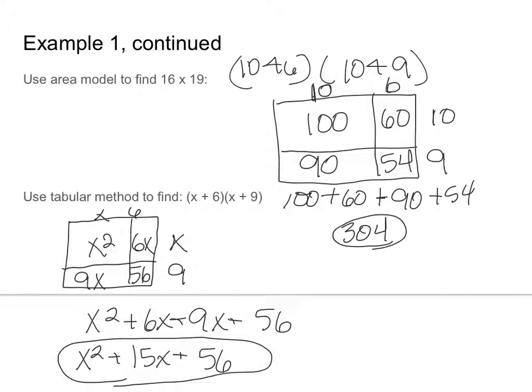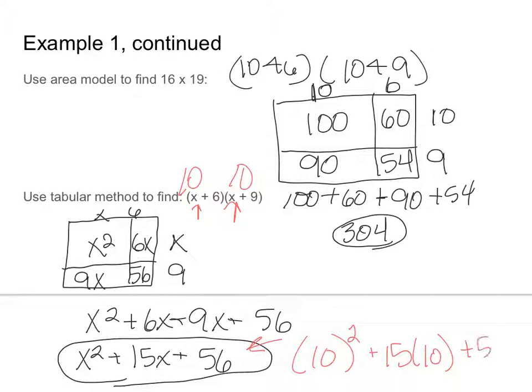Okay, I'm assuming this is what you got for both examples. For this first one, area method, which looks just like the tabular method, I've split up 16 times 19 into 10 plus 6 and 10 plus 9. Then if you look down here, it's the same problem, except instead of 10, I have x. So I'm going to go ahead and test my answer down here. I'm going to plug in 10 for my x and do some addition. So I have 100 plus 150 plus 50, 54.